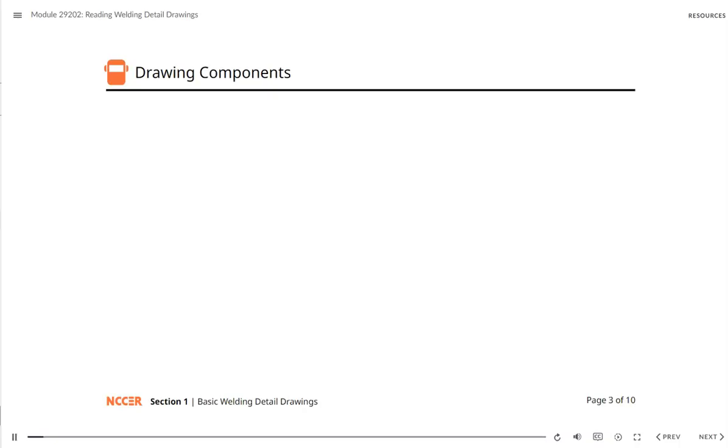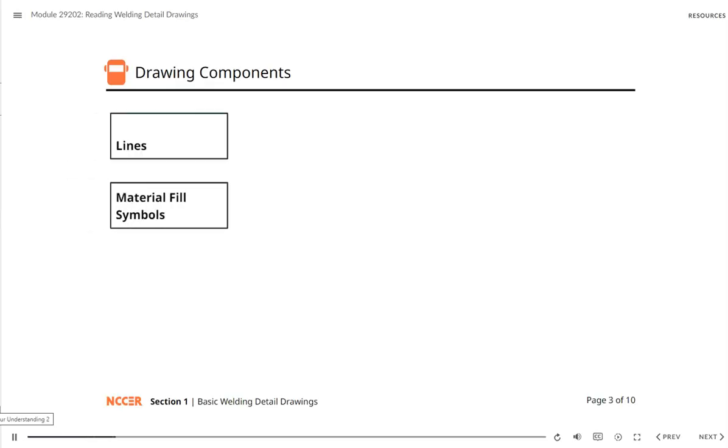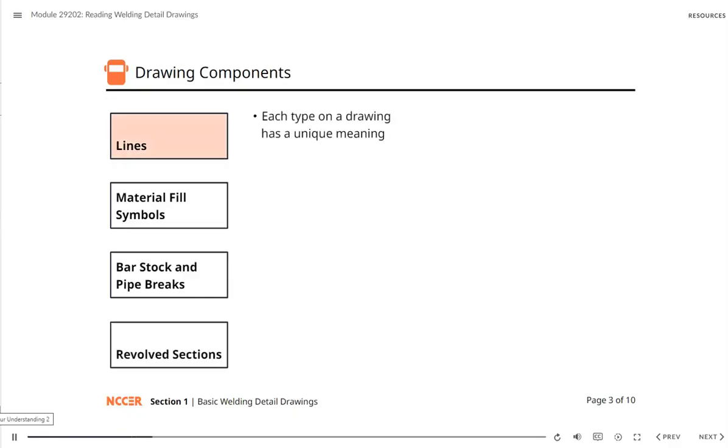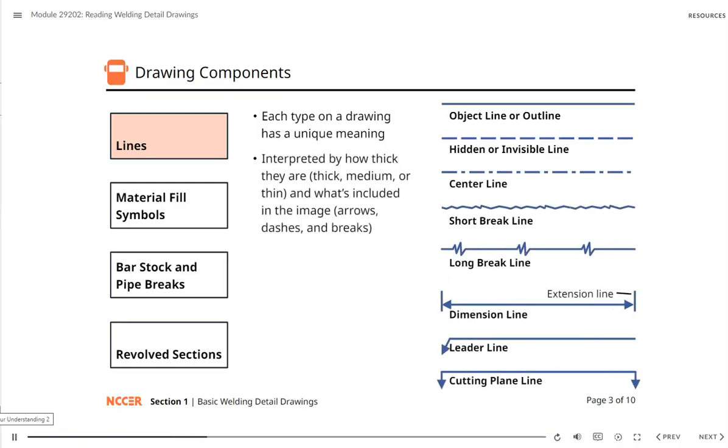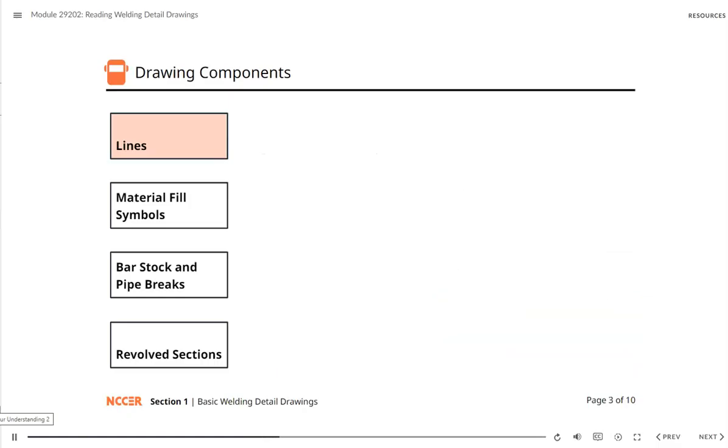Welding drawings use different images to communicate information about the welds. The most common components include lines, material fill symbols, bar stock and pipe breaks, and revolve sections. Each type of line on a drawing has a unique meaning. They are interpreted by how thick they are, such as thick, medium, or thin, as well as what's included in the image, such as arrows, dashes, and breaks.